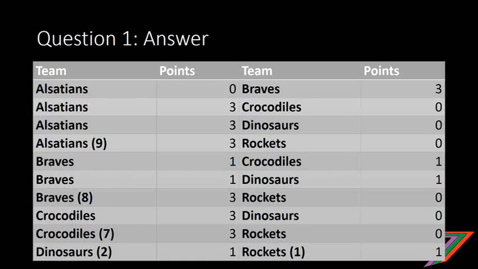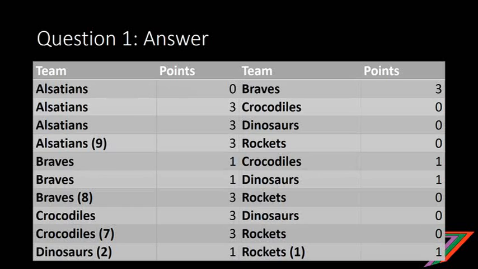So the Braves have defeated the Rockets, and the Braves have defeated the Alsatians, and they have drawn with both the Dinosaurs and the Crocodiles. So that gives us their 8, the Alsatians 9, the Rockets 1. So the Dinosaurs had their draw with the Rockets and with the Alsatians. So therefore the Dinosaurs must have lost then to the Crocodiles.